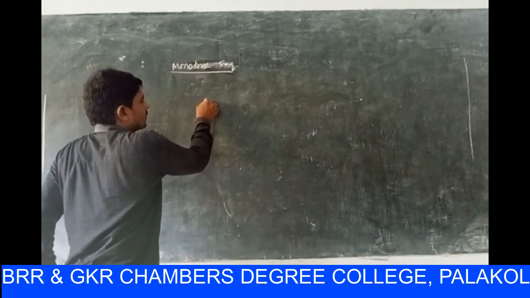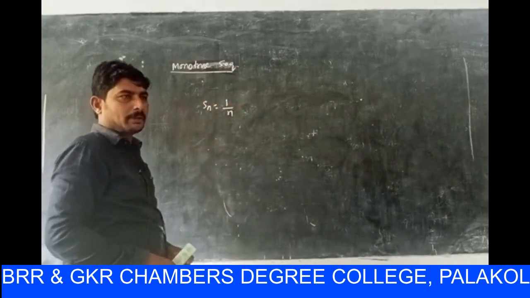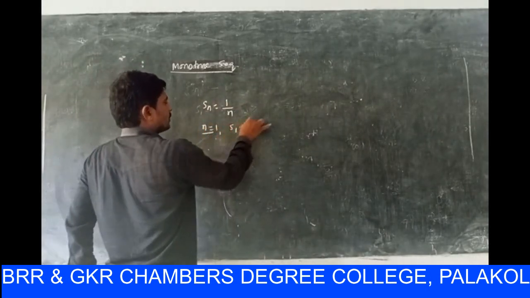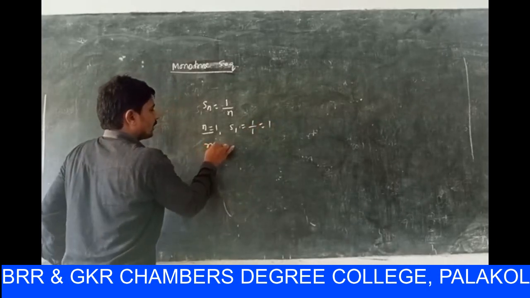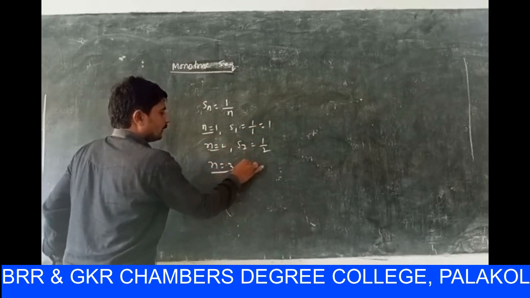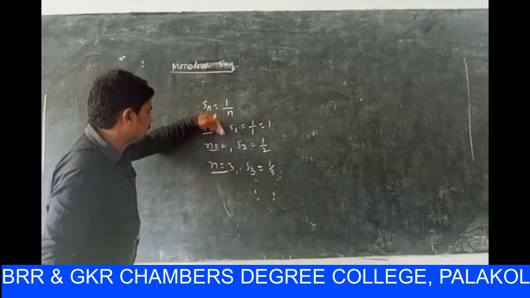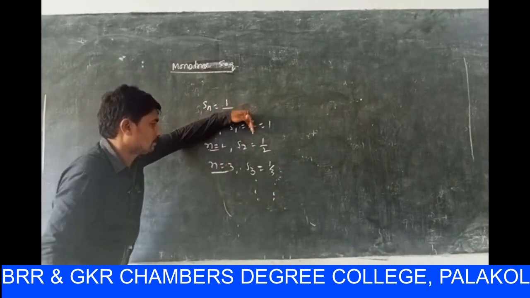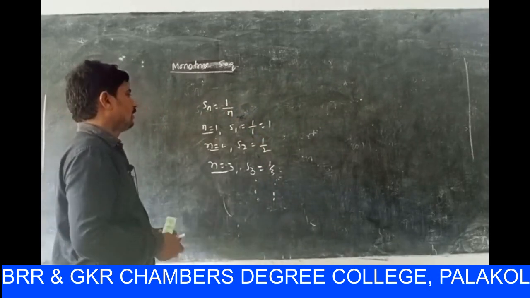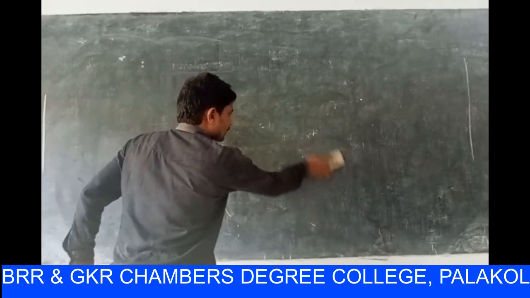An example of a decreasing sequence is Sn is equal to 1 by n. Sn equal to 1 by n is an example of a decreasing sequence because for n equal to 1, S1 is equal to 1 by 1, that is equal to 1. For n equal to 2, S2 is equal to 1 by 2. For n equal to 3, S3 is equal to 1 by 3, and so on. If you are increasing n values, the term values are decreasing. So it is an example of a decreasing sequence. Now we will see some theorems on these monotonic sequences.